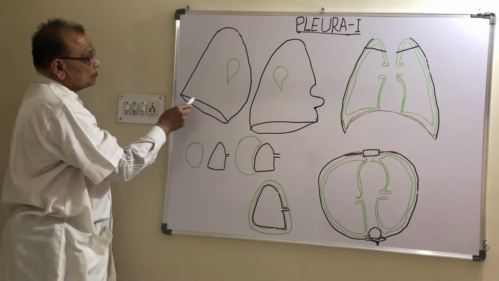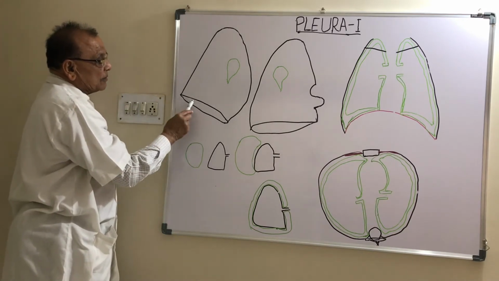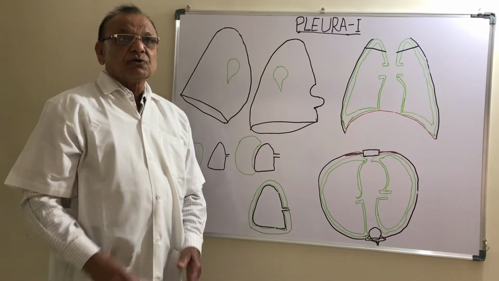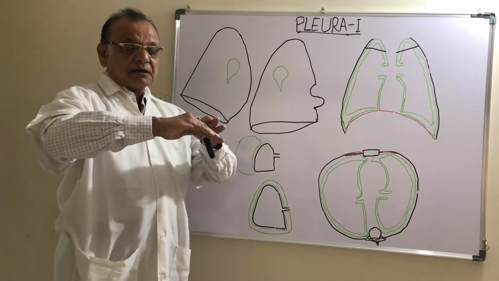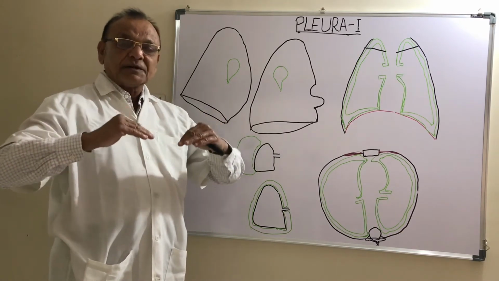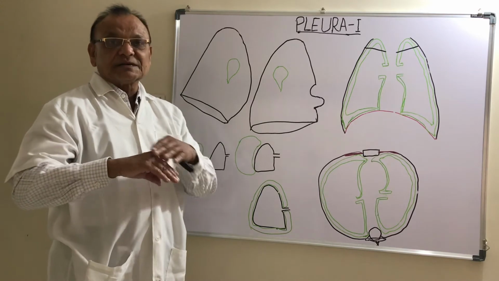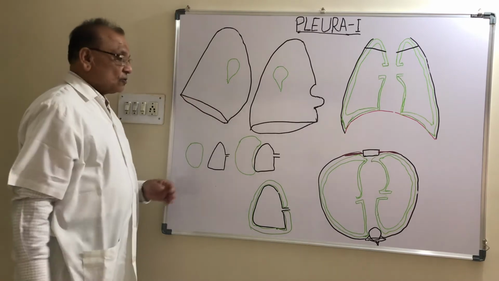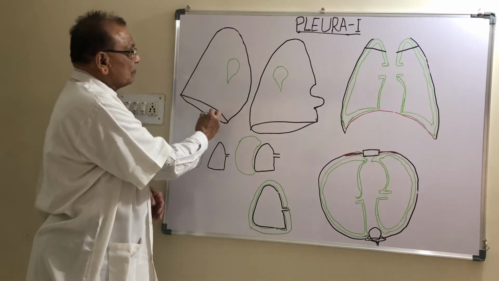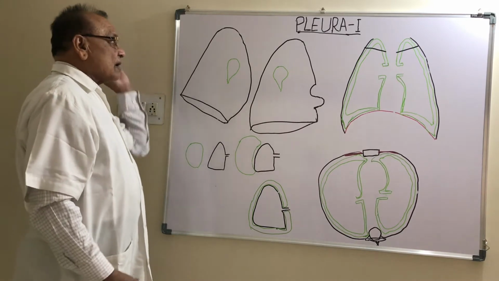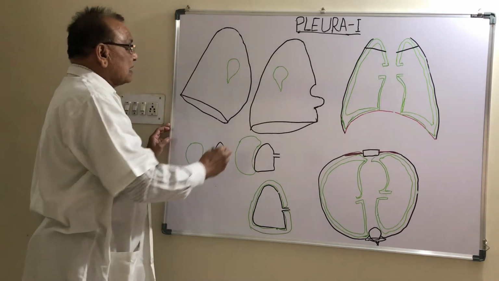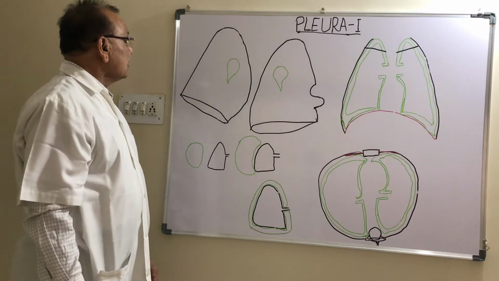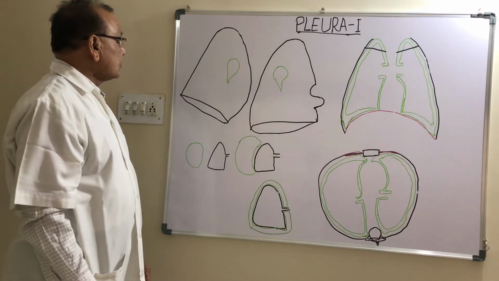Now this is the base of the lung. The base of the lung is concave in shape because the base rests on the diaphragm, and the diaphragm is convex. So naturally, to adapt to the convexity of the diaphragm, the base is concave. Now in the left lung, this is the apex and this is the base.